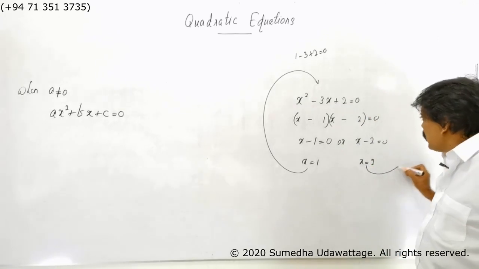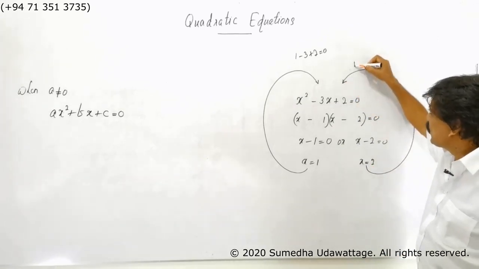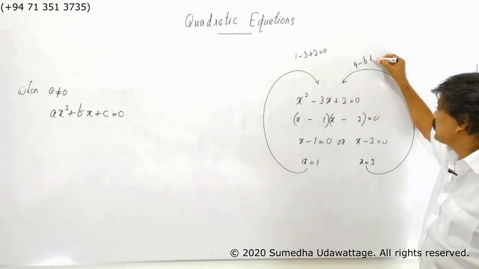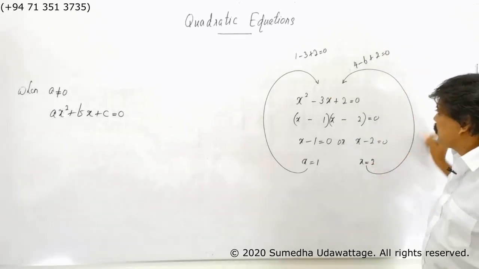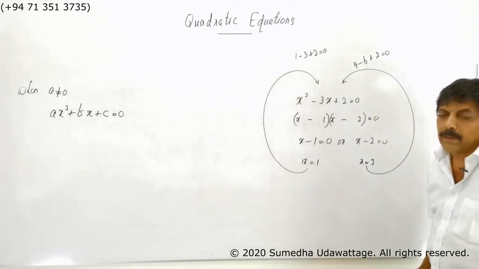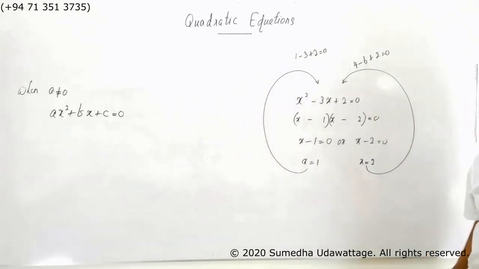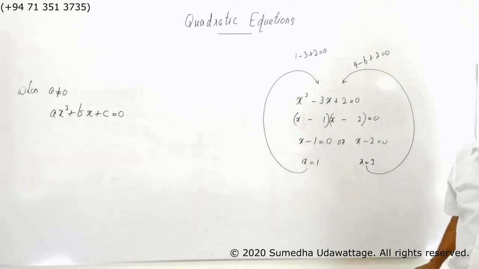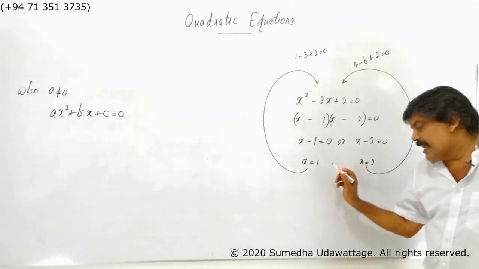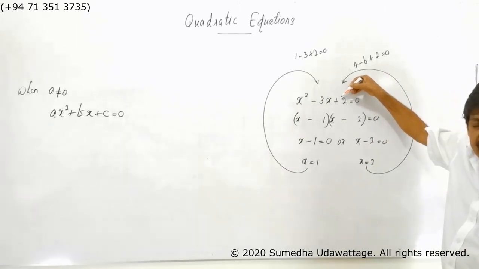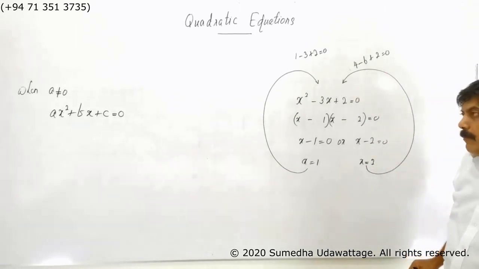In the same manner, you substitute this here. 2 square is 4, minus 3 into 2, 6, plus 2 is equal to 0. Substituted, getting equal to 0, we say it satisfies the equation. The values of x which satisfy the equation are said to be the roots of the equation. If you are writing a note, write like this: values of x which satisfy the equation are said to be the roots of the equation.